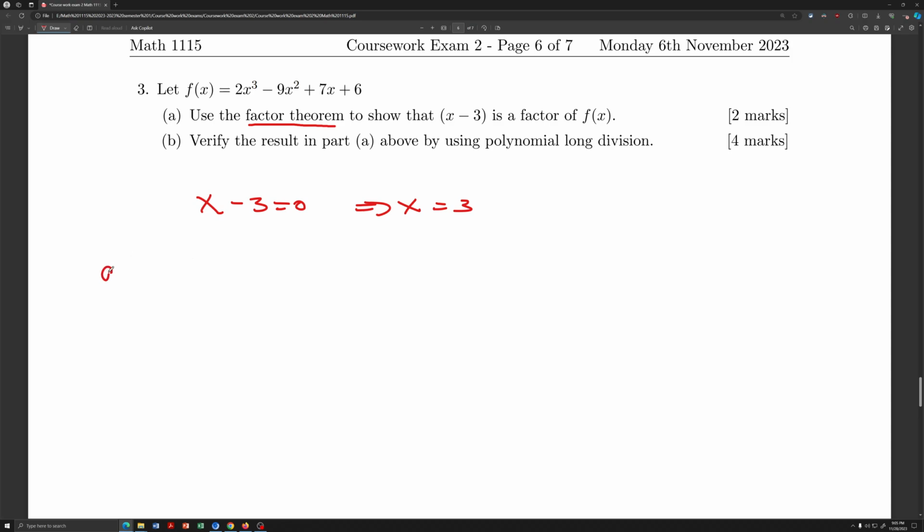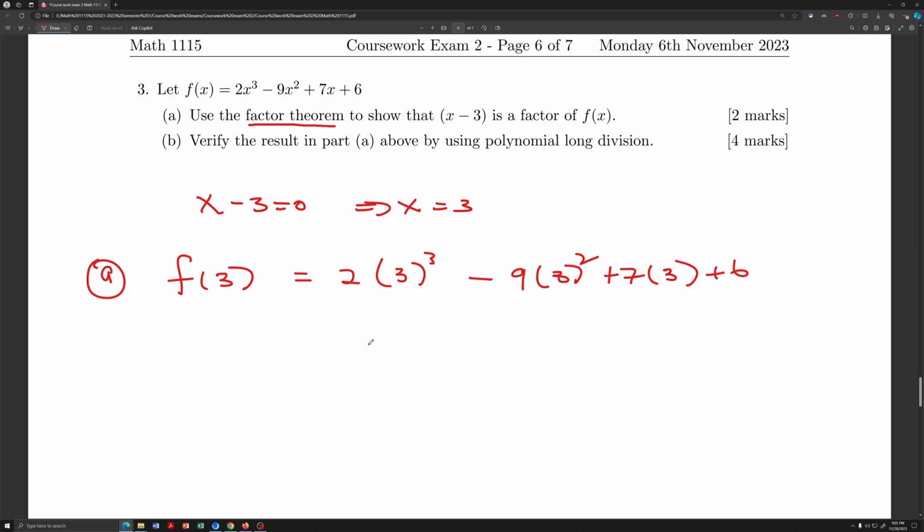So for part A, let's write A, f of 3 is equal to 2 by x cubed, which is 3 cubed, minus 9 by x squared, which is 3 squared, plus 7 by x, which is 3 plus 6. If you plug all of this into your calculator, you will see that your answer is in fact 0. Try it yourself and you will see. So this is 2 marks.